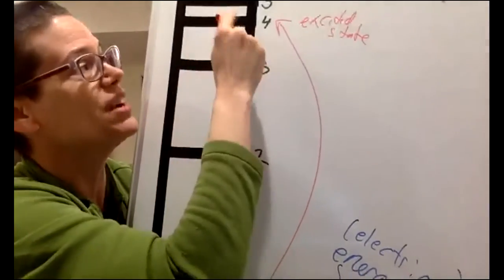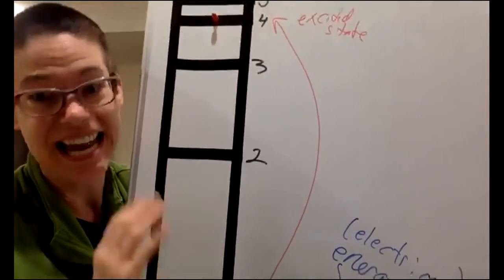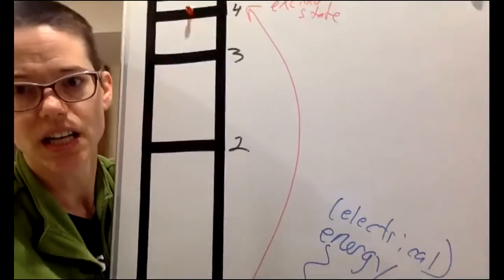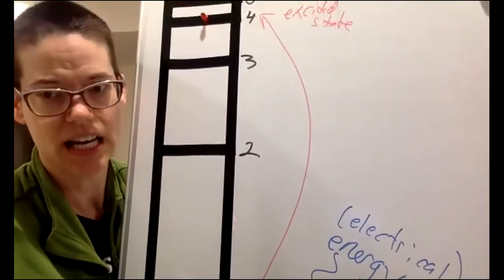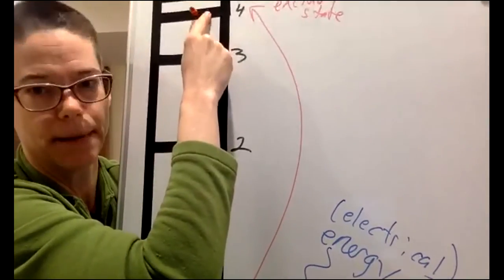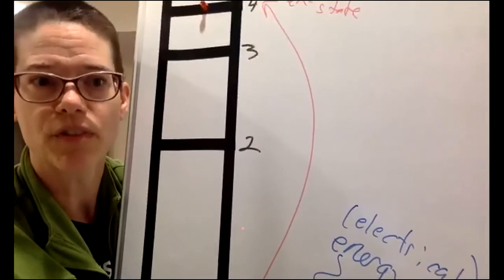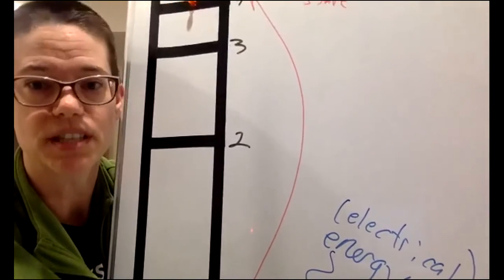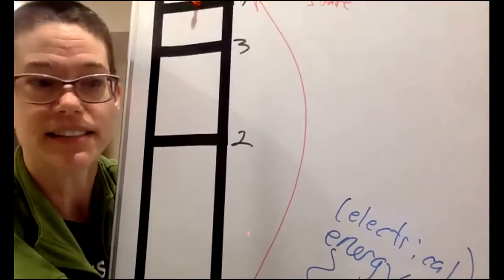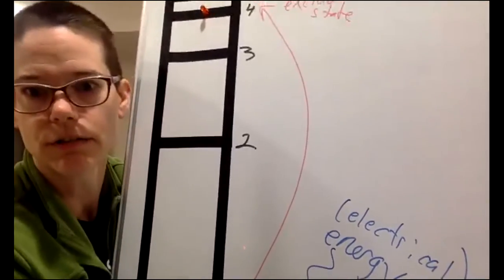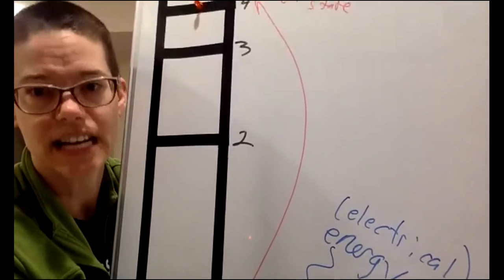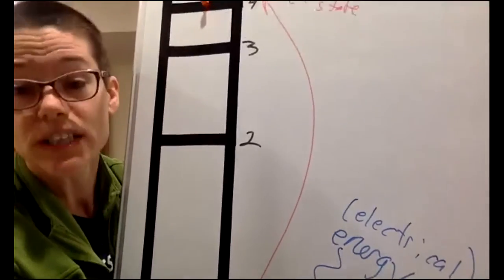Now, once it's up here in that excited state, can it stay there? No, it cannot. That is an unstable place to be. Imagine if you are at the bottom of a ladder and all of a sudden you crawl up to the top of the ladder. It's not stable to just be at the top of a ladder forever. So it's not going to stay there. It is going to come back down.